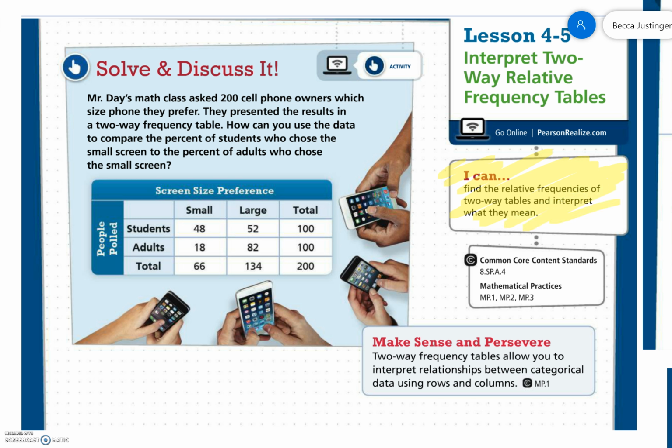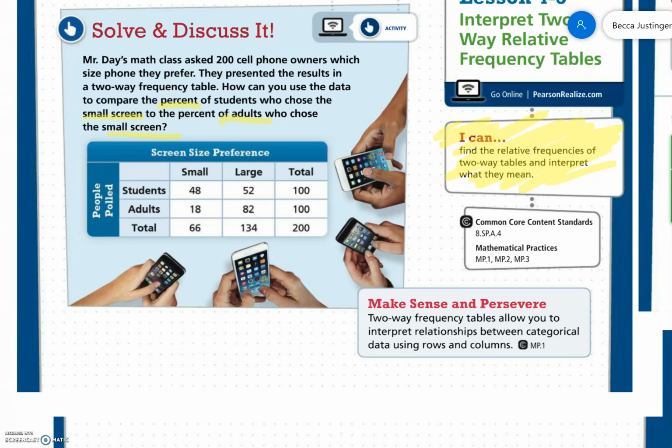Mr. Day's math class asked 200 cell phone owners which size phone they prefer. They presented the results in a two-way frequency table. How can you use the data to compare the percent of students who choose the small screen to the percent of adults who choose the small screen? So I want you to pause the video and jot something down on how we can do it, or maybe the numbers you come up with, and we'll press play when you're ready.